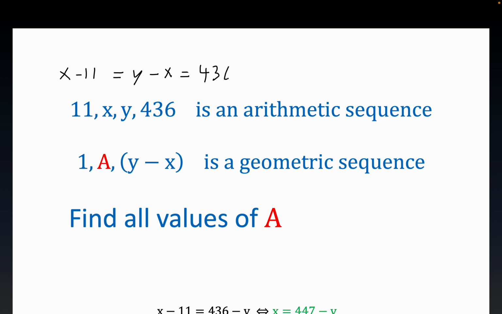And again, what characterizes an arithmetic sequence is the presence of a common difference. Okay, and so these are the three differences, right? x minus 11, y minus x, and 436 minus y. They have to be equal. That's just the definition of an arithmetic sequence. So we never had to explicitly write down something like d for the common difference. We just know these three differences have to be equal to each other.